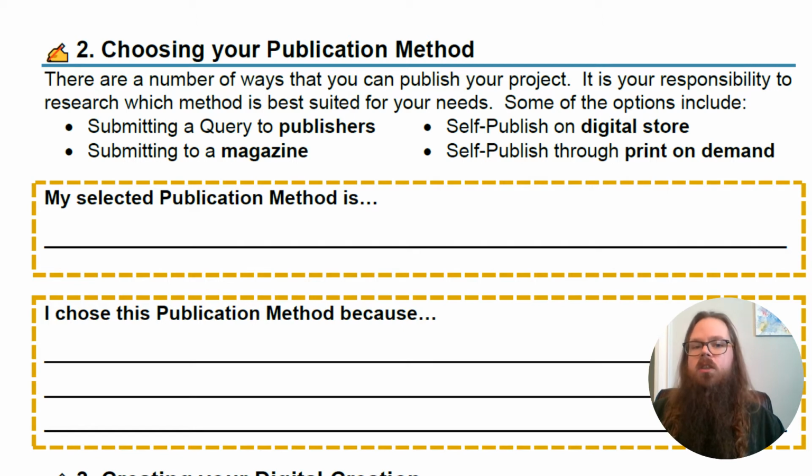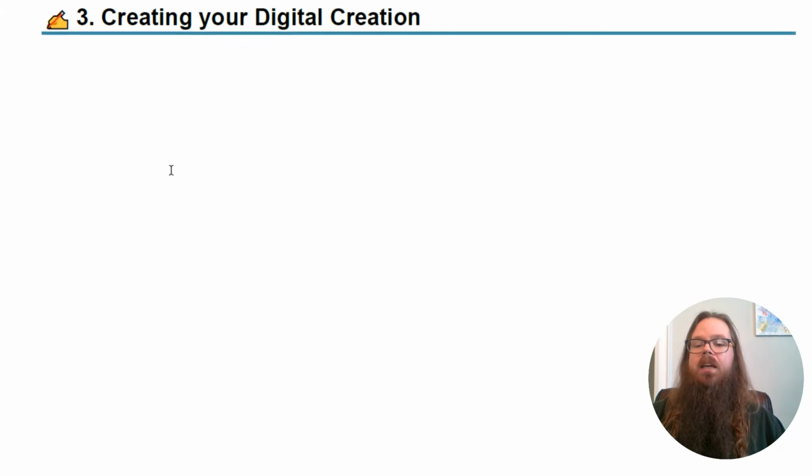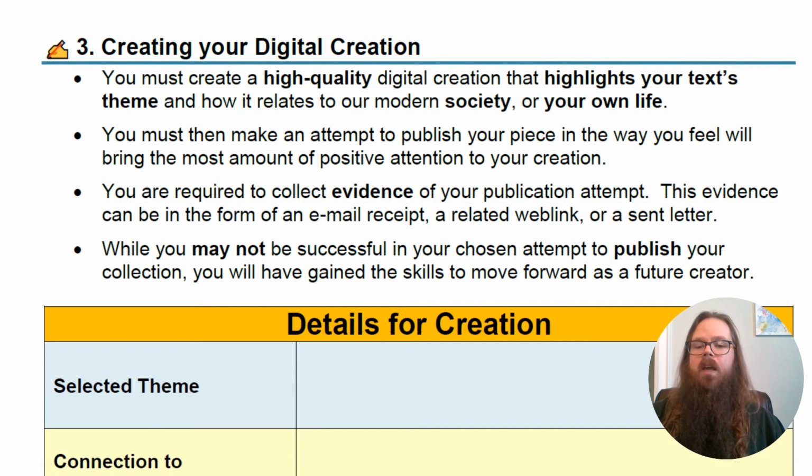There are all sorts of options available to you, and we'll look more at each of those options in another video. This video is to give you an overview of the project as a whole, and once you've selected your publication method through research, you can write that down and explain why you selected that method. It could be that you think because you made a song, getting it out onto the radio is the best way for it to go into the world. Next, you'll be creating your piece.